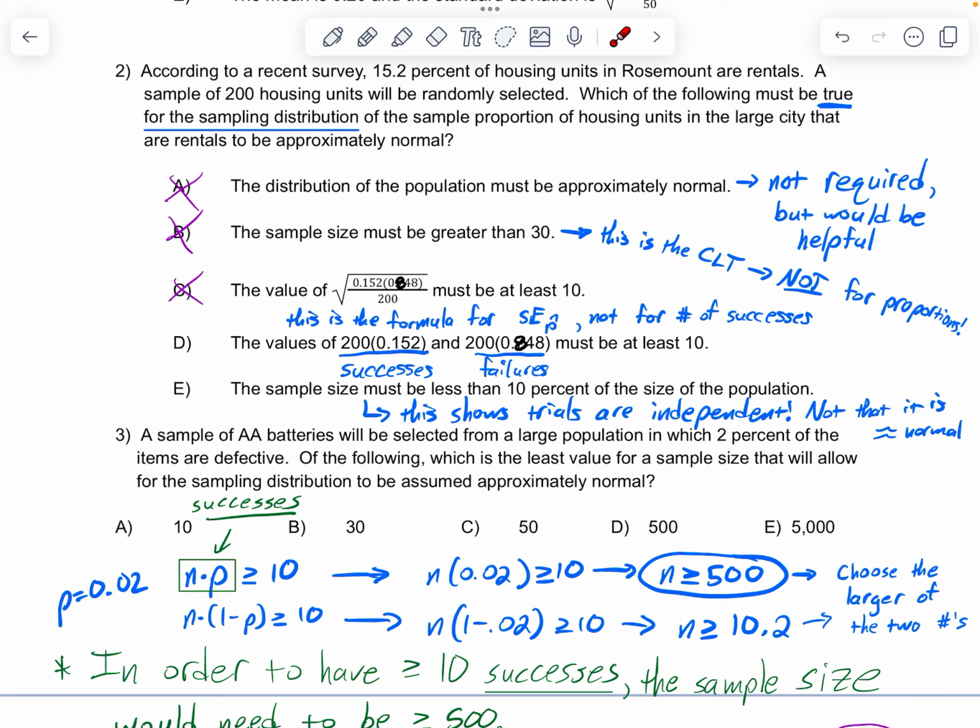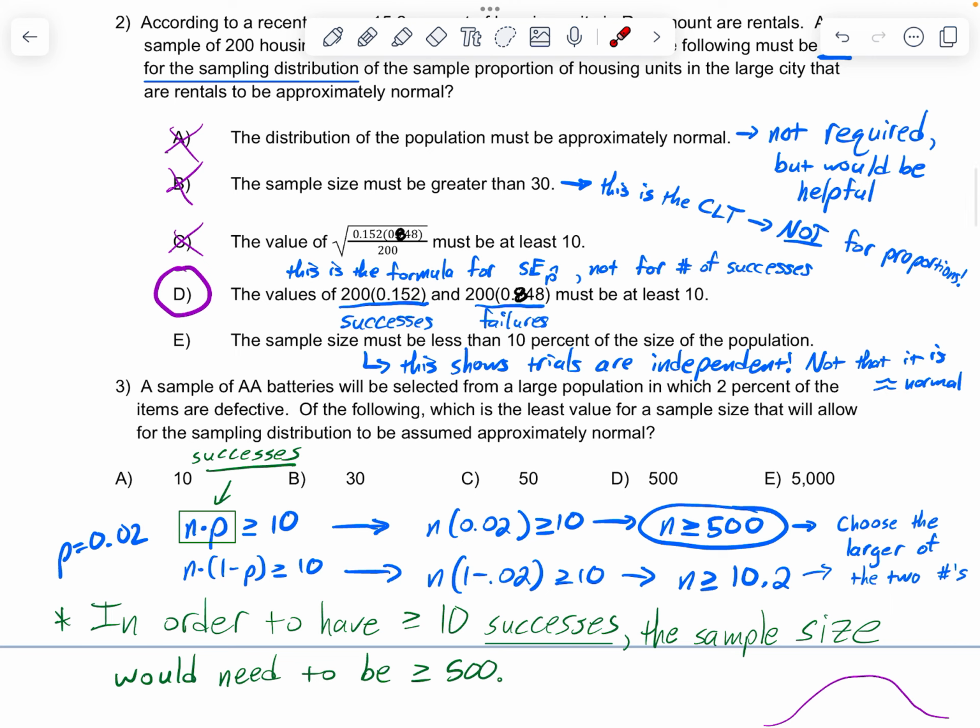It is going to be D because this is how you find your successes: 200 houses times the probability of a rental. This would tell you how many houses are rentals. And then this would be how many houses are not rentals. In this case, we call those successes and failures. They have to be at least 10. So that's our winner. E is also something you have heard, but it's just misleading.